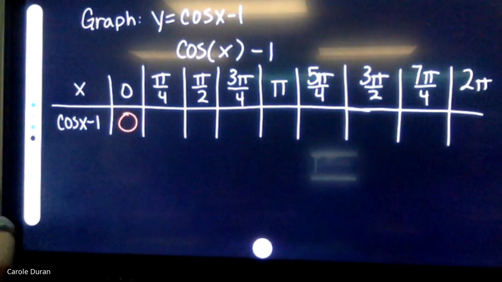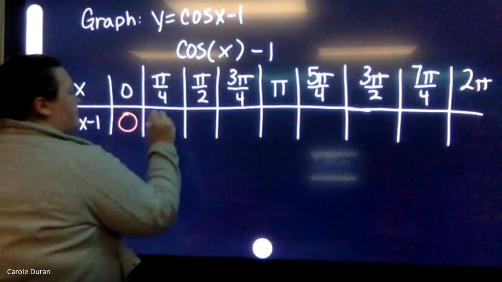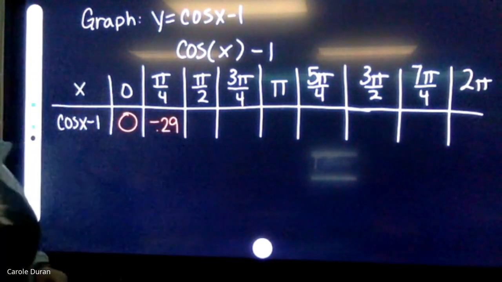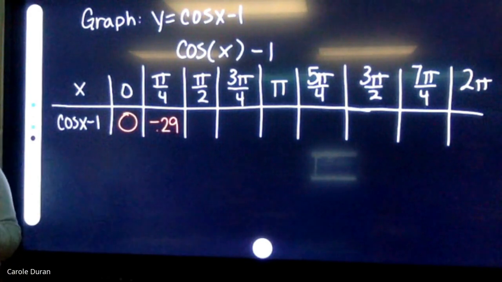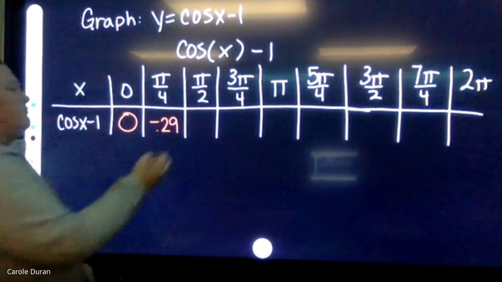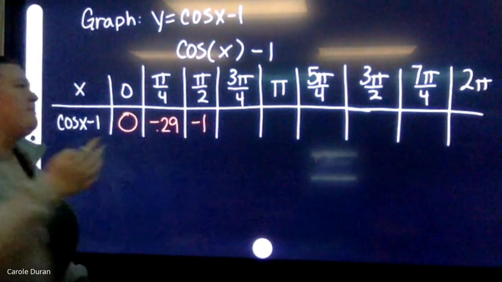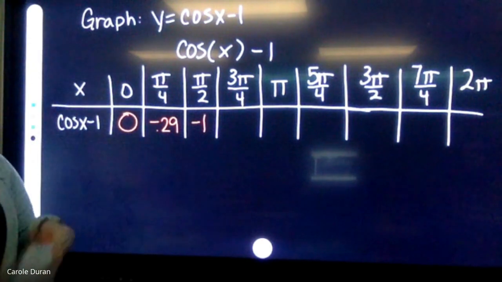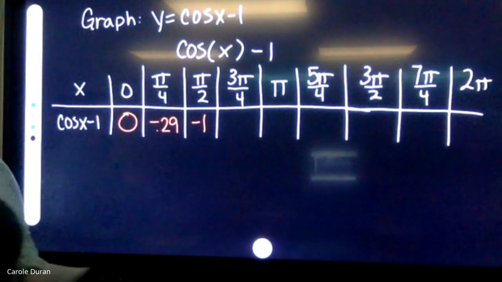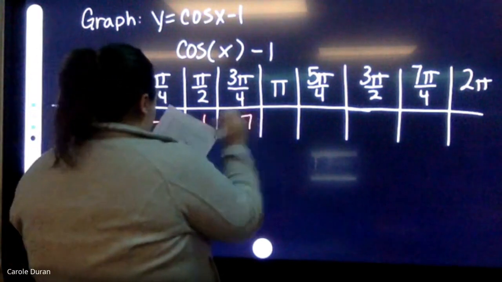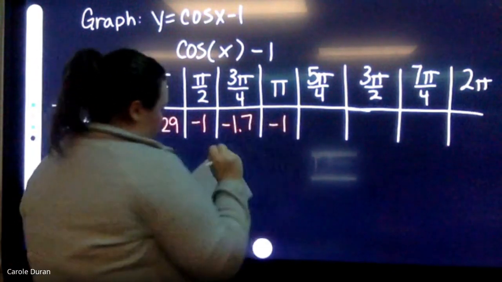Negative 0.29. Pi over 2 will give you what? Negative 1, because cosine of pi over 2 is 0, minus 1 is negative 1. What about 3 pi over 4? Negative 1.7. Then we're going to have negative 1 again.